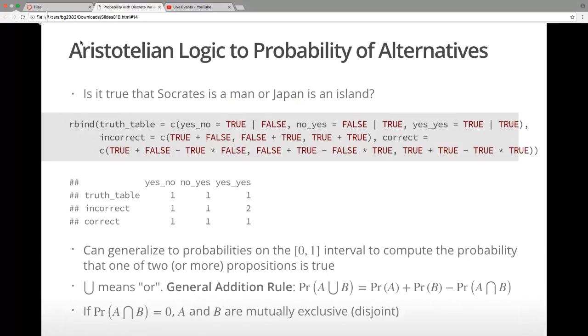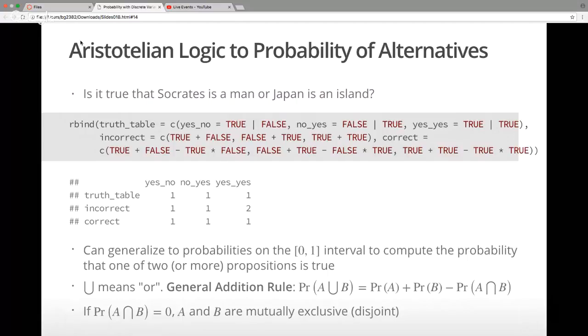But if we try to do this with arithmetic operations, the first 2 cases could be covered by addition. So if you add 1 and 0, you get 1, 0 and 1, you get 1. But it breaks down in the case where both of the things are true. If you add true and true, you get 2. And that can't make sense, at least in terms of probability.